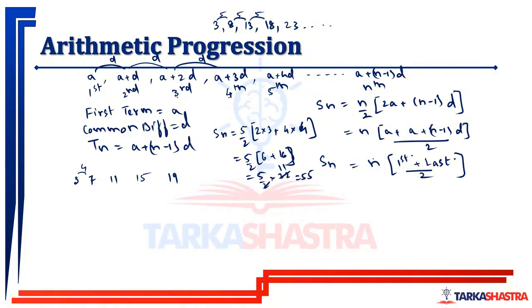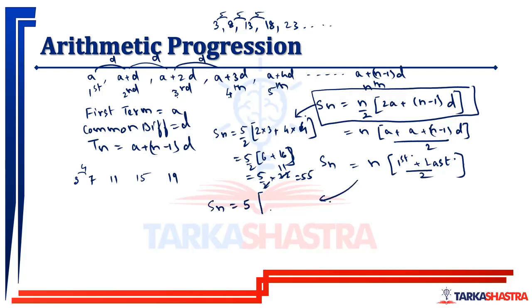Now, we have applied this formula over here. If I apply the average formula, the sum of n terms will be the number of terms, 5, first term is 3, last term is 19, divided by 2. The average of the first and last term, which is 5 into 22 by 2, that is 11, is 55. Right? So the sum of first 5 terms will be 55.